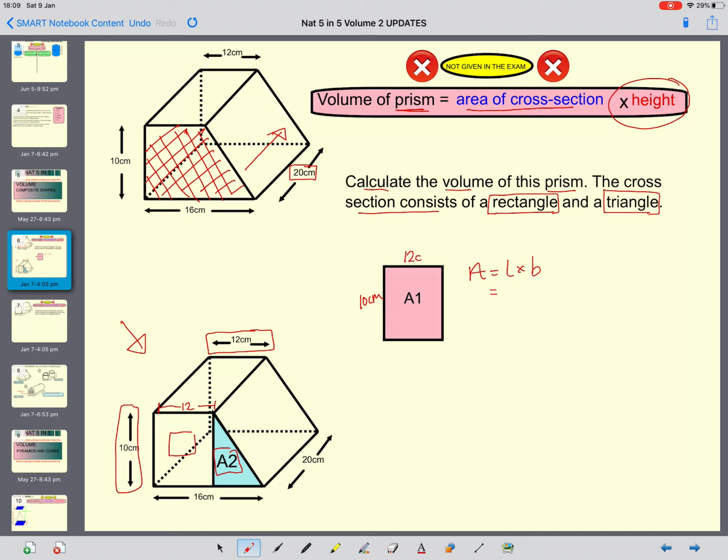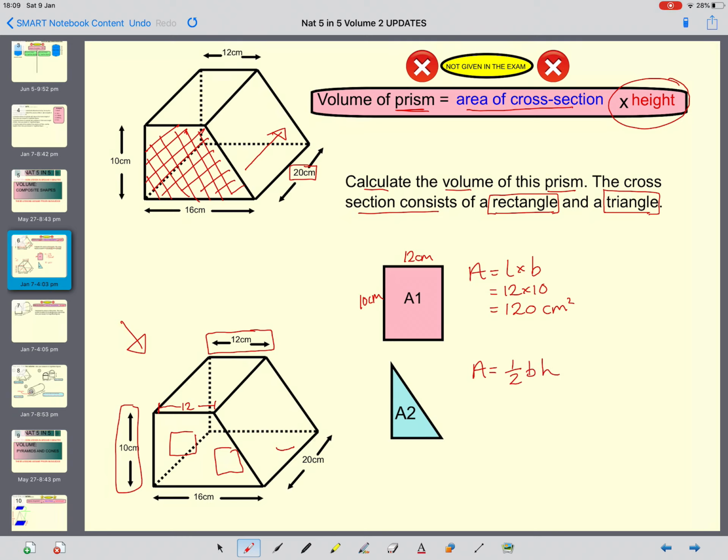So at the top here it must be 12 centimetres, so it's going to be 12 multiplied by 10, which is 120 centimetres squared because it's area. Okay, that's our rectangle done. If I look at my triangle now, here's my triangle. Again, you need to know the area of a triangle. It's not given in the exam, and it's half the base times the height.